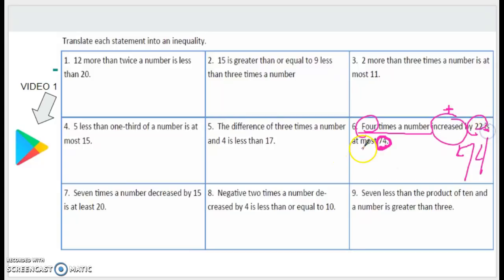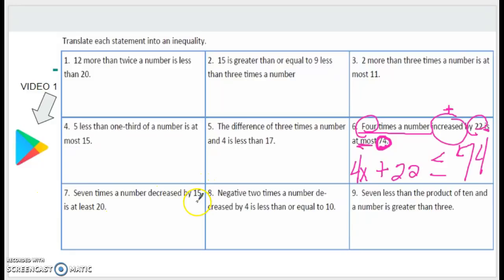So is at most, if you look back at the top of this page, you will see that is at most is a key word that tells you we're going to use the sign less than or equal to. So 4 times a number, that's going to give us our number with our variable. Increased means add. Added to 22.